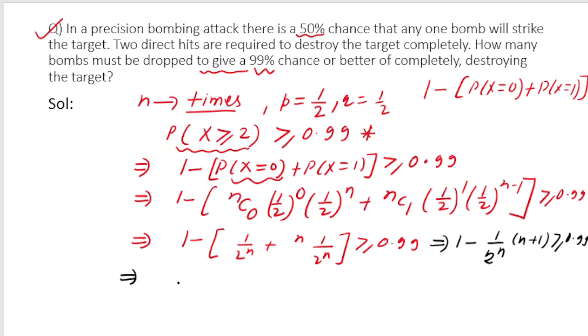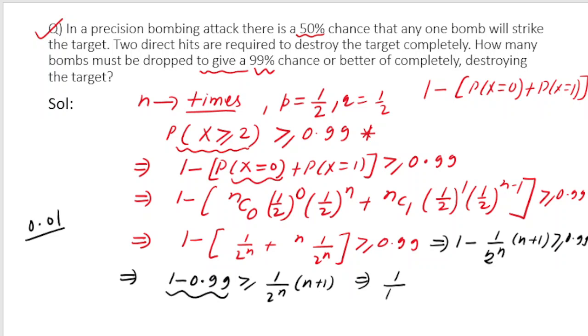This implies 1 minus 0.99 should be greater than or equal to (n+1)/2^n. So this implies n plus 1 over 2 to the power n, or let me write one more step, otherwise you will be confused. So basically I now have the idea, I am just trying to solve it. So I can write it as 0.01, if you solve it, you will get 0.01, not 0.11, sorry. So 0.01 is basically 1/100.